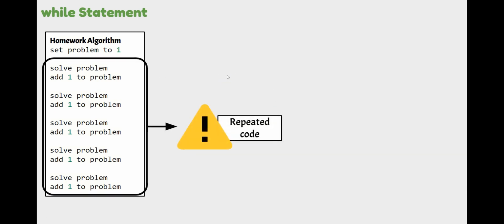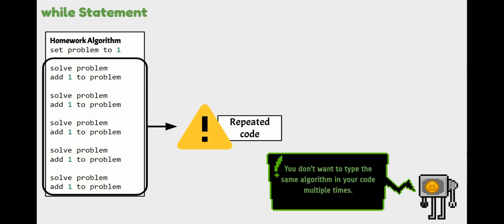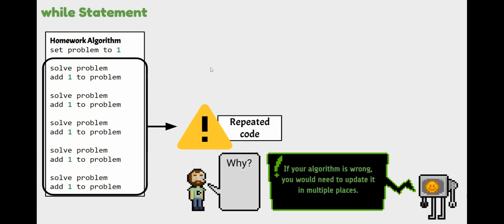As a programmer, an alert should go off in your head where you see, hey, this is going to be repeated code. And as a programmer, you never want to type the same algorithm in your code multiple times. The reason why is if your algorithm is wrong, you would need to update it in multiple places. We just want to code that algorithm one time and just repeat it as many times as we need.